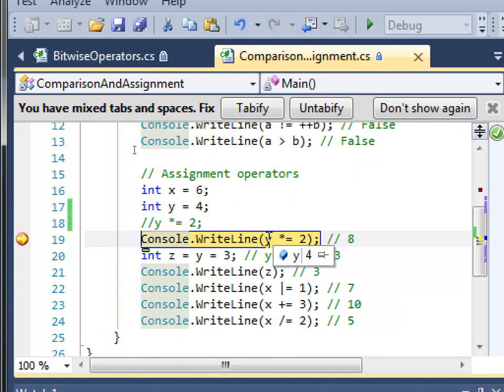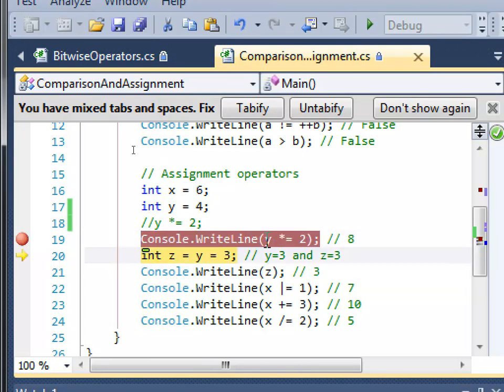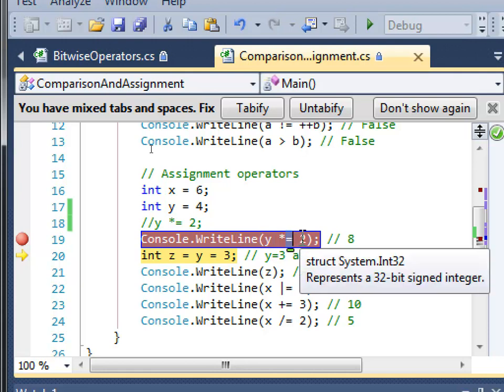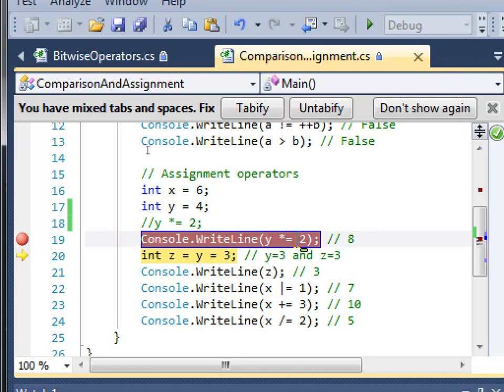That's why the result of this operation will be 8. And there is also the action of assignment. It's not just y times 2, it's also y times 2 and assign the value back into y.